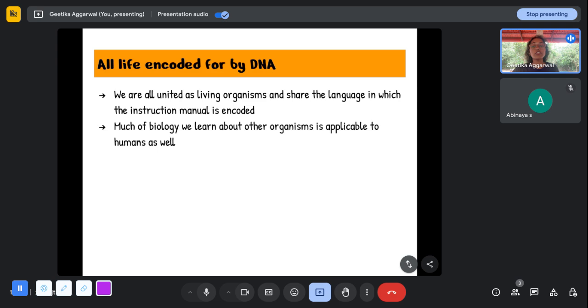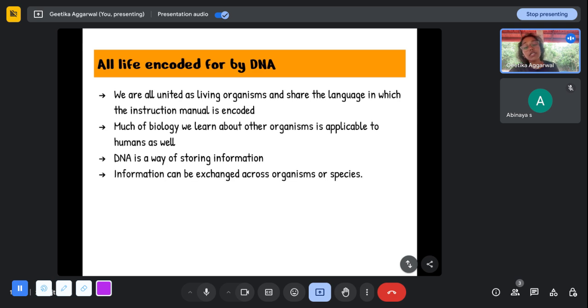Much of the study that we do, even on other organisms, is very well applicable to humans because we all share the same DNA encoding. So if you learn something in other organisms, it is applicable to humans as well. DNA, in that sense, is a way of storing information in the sequence of these nucleotide bases, on how the cell is to be run and which proteins are to be encoded. And this information can be exchanged across organisms and across species.